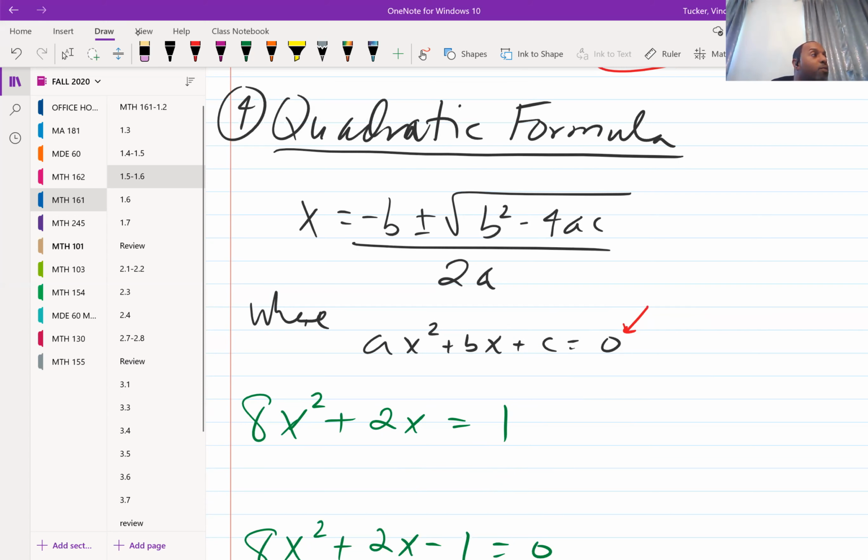So looking at the first problem, using the quadratic formula, 8x squared plus 2x equal to 1. So I don't know if I mentioned this. I kind of said it, but not really. These methods, all of these methods can be used interchangeably.